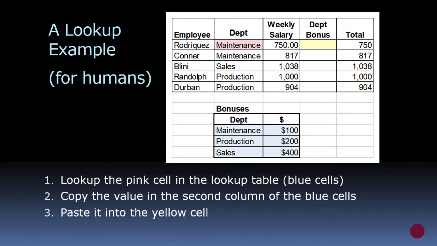And the lookup process is very simple. For us humans, any human can understand it. For example, here in this table, we want to get the bonus for this employee named Rodriguez. And basically, we look for his department. He's in the maintenance department, so we take maintenance. We look it up in the table of bonuses. There we see a match, and we see it's $100, and then we just take the $100 and put it into the yellow cell, and that's his bonus. Okay, it's a very simple process. Any human can understand that.